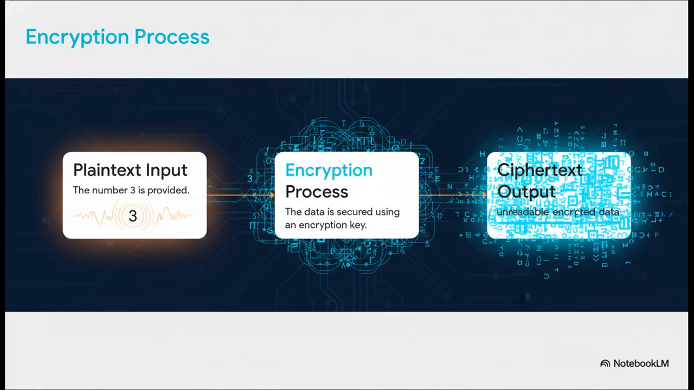And here's what that looks like. We take our plain old number 3 and we use our secret key to run it through the encryption process. What comes out the other side is ciphertext. It's just a bunch of what looks like random data with zero obvious connection to the original number. For all the cloud server knows, it's just gibberish. The real value is totally hidden.